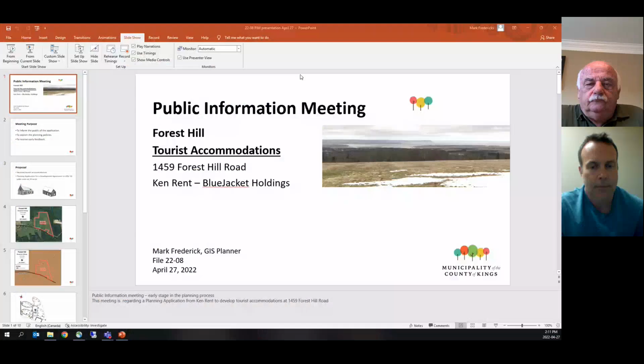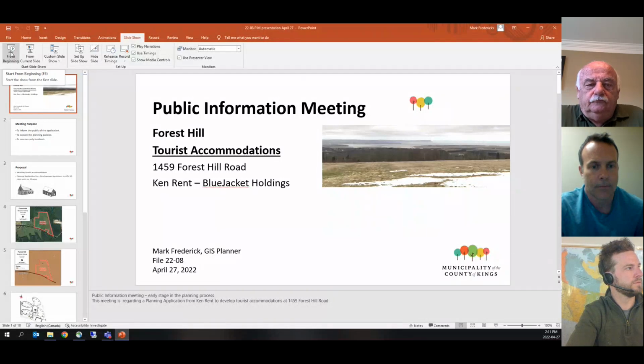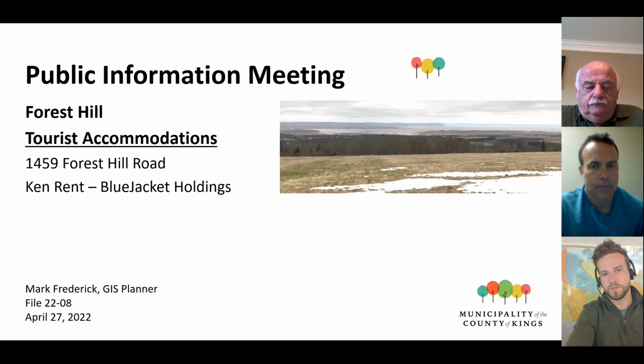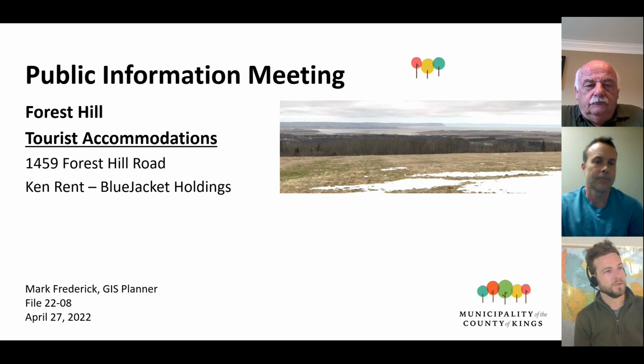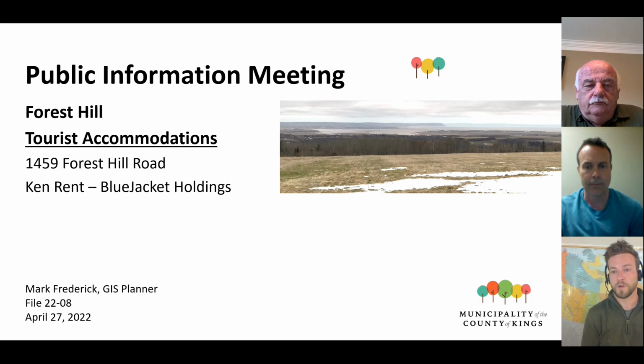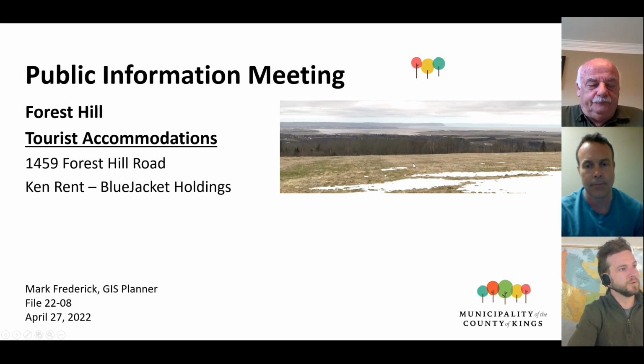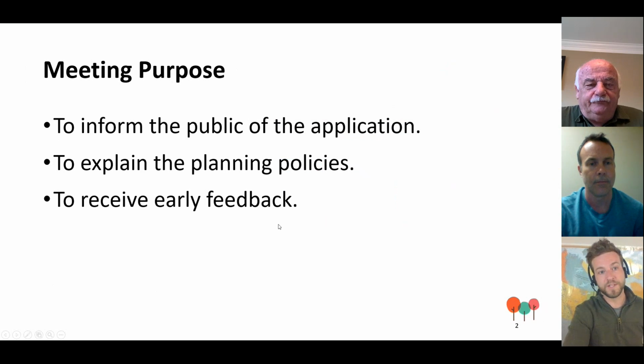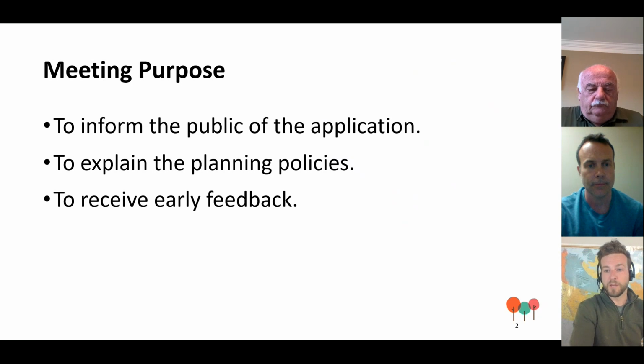Great, thanks guys. I'm going to share a slide here. So we've got a public information meeting here. This is a fairly early stage in the process. This particular meeting is in regards to a planning application that we've received from Ken Rent, who's looking to establish a variety of tourist accommodations at 1459 Forest Hill Road. The purpose of this meeting is to inform the public that there's an application happening in the area, to explain some of the planning policies that we consider, and to receive hopefully some early feedback from the community.